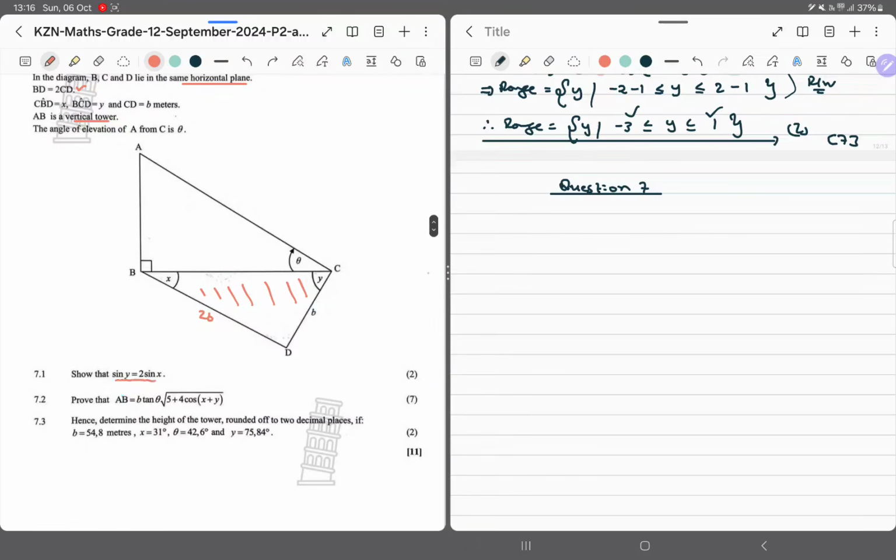So now we need to show that sine y is equal to 2 sine x. Okay, so this is just 2 marks. Not a problem. So how do we prove this, guys? Well, we're just going to use our sine rule here, because we've got the angle opposite side. Usually the triangle where you have two angles at least and a side given is the triangle to start with to prove the big one like that.